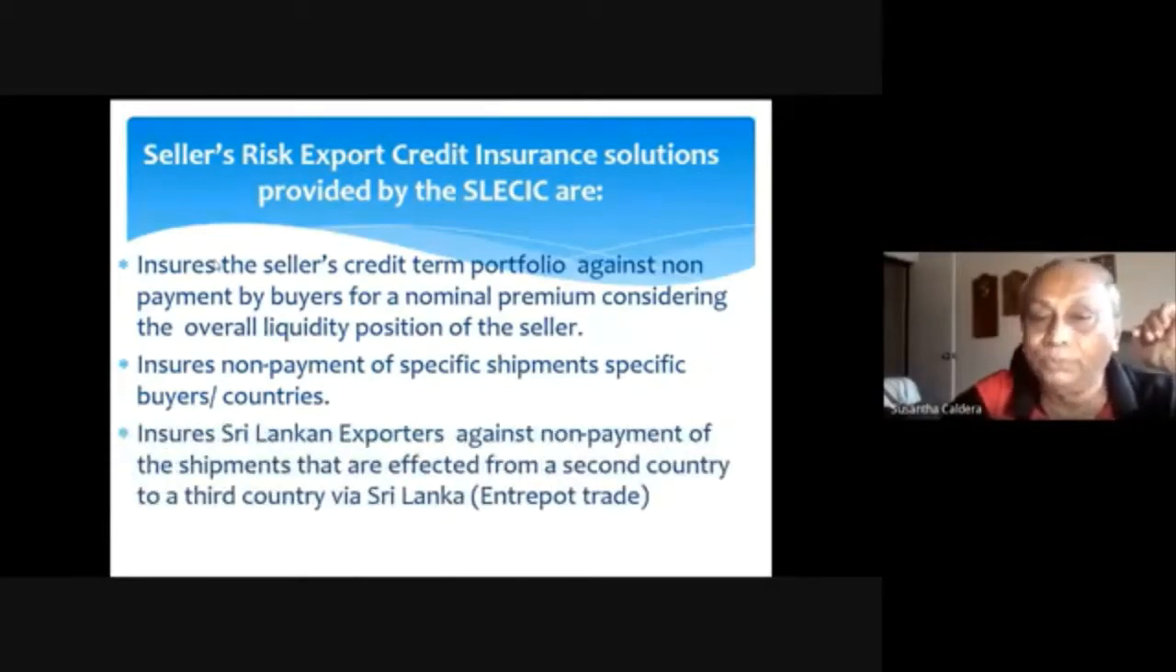Ensures Sri Lankan exporters against non-payment of the shipments that are exported from a second country to a third country.